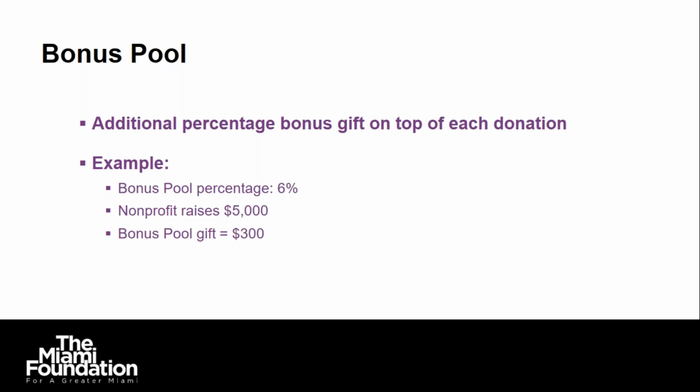All right, so for the bonus pool, the Miami Foundation fundraises throughout the year on Give Miami Day for the bonus pool to provide an additional percentage gift on top of what each organization raises from donors. To give an example of how this works, in 2018, the bonus pool percentage evened out to about 6%. So if an organization raised $5,000 on Give Miami Day in 2018, their bonus pool percentage gift was $300. The bonus pool percentage will be calculated by the foundation after Give Miami Day and will be added into your total funds amount to be dispersed to your organization.